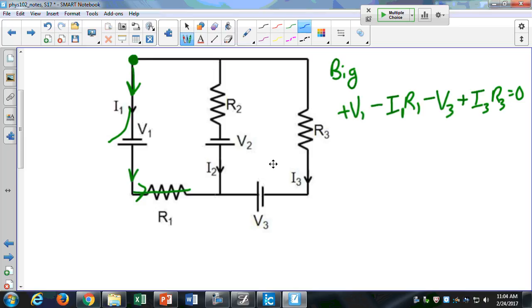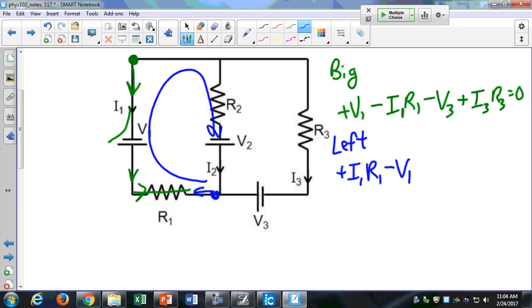Let's do the left loop. All right, I'm going to pick a different direction. I'm going to go in this direction for the left loop, just for kicks. All right, I'm going to have plus I1 R1 minus V1. Is it going to be plus or minus I2 R2? Because I'm doing this loop right here. Plus or minus I2 R2. You remember the direction of the current is important. It's minus.